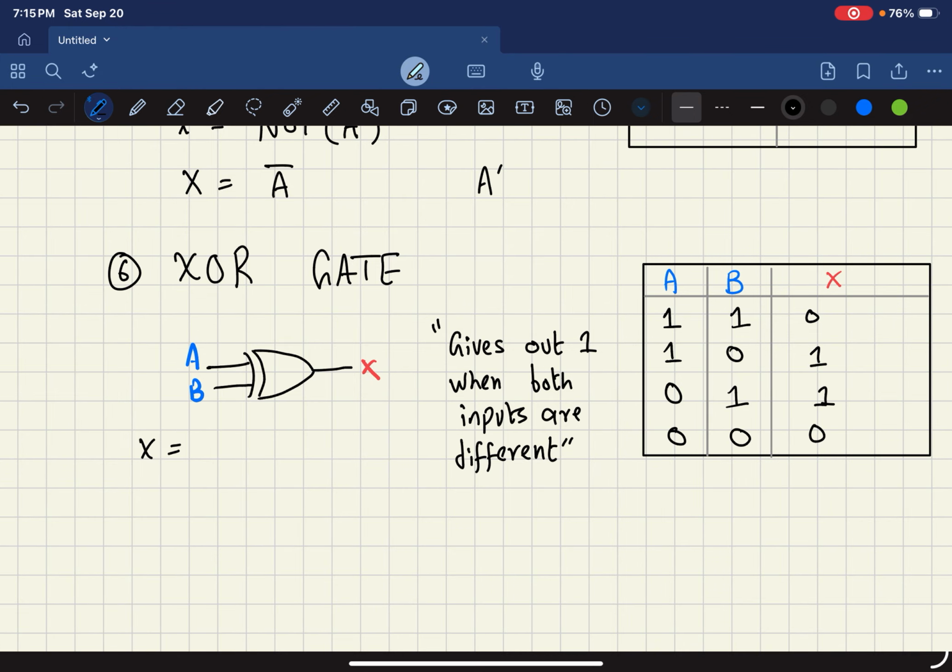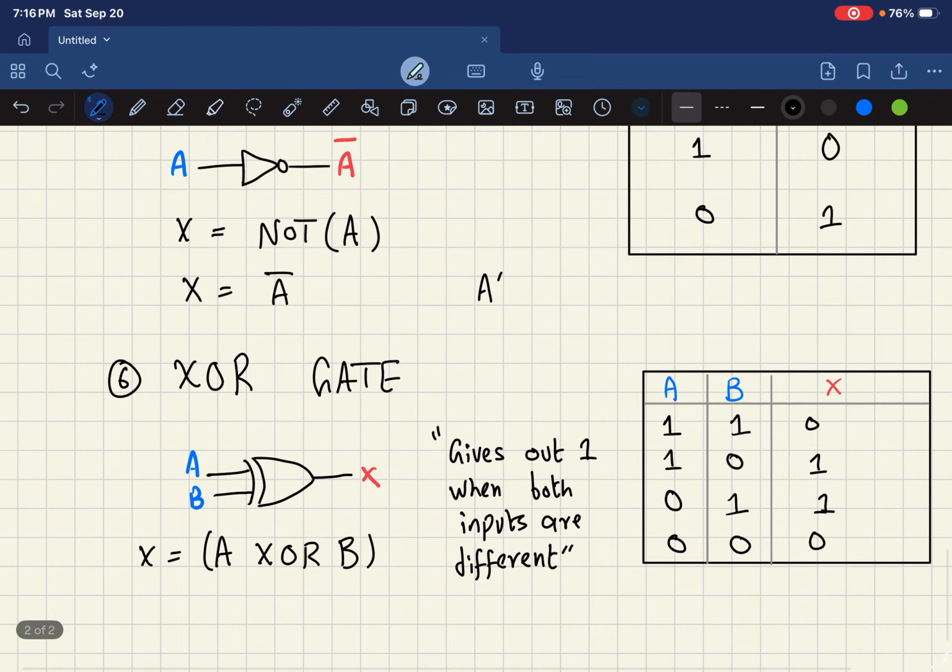All right, I'm going to represent it mathematically in a simple manner for the sake of your syllabus. Otherwise there's a more complicated way of representing the XOR gate mathematically, but for now I'll just keep it very simple. I'll just say A XOR B. All right, this is how you would represent it mathematically over here.